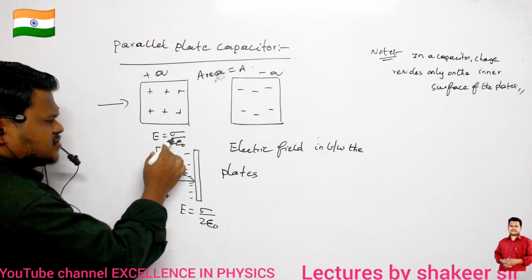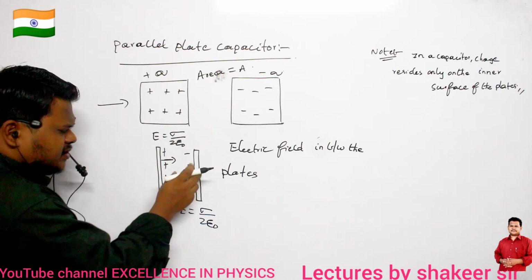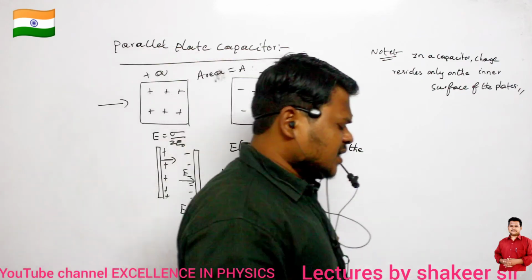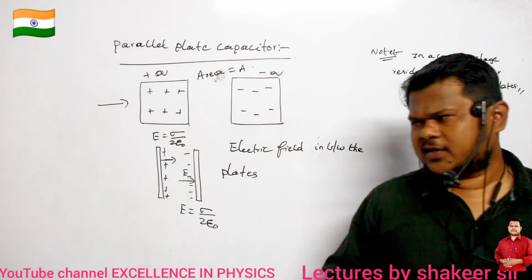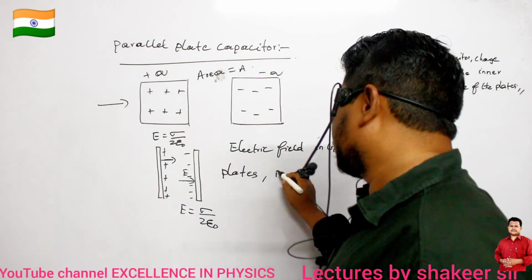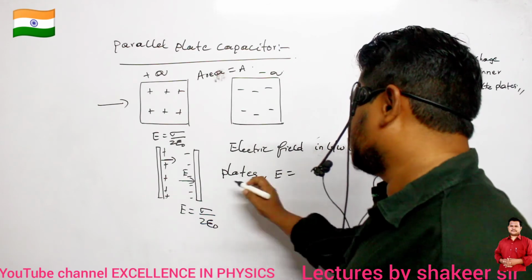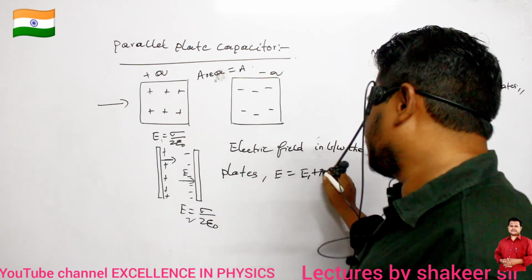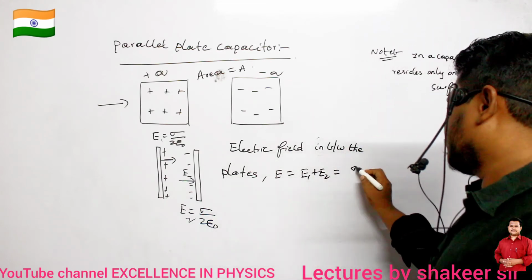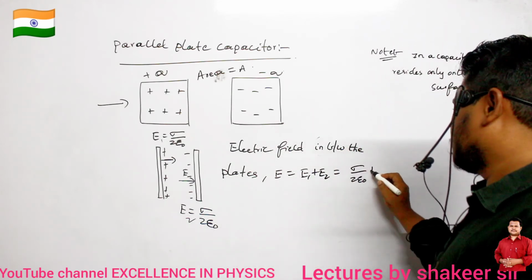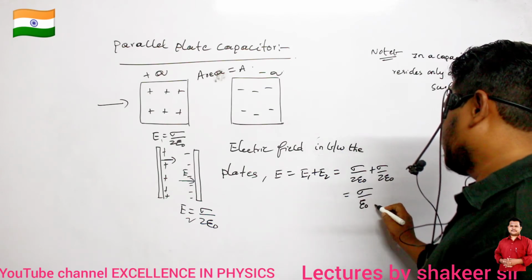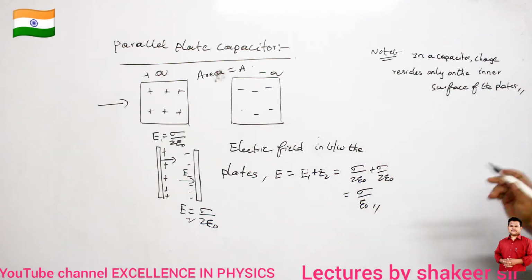So E equals sigma by 2 epsilon naught due to the positive plate, and E equals sigma by 2 epsilon naught due to the negative plate. Both the electric fields are in the same direction. Then the total electric field, this is E1, this is E2, is E equals E1 plus E2. So sigma by 2 epsilon naught plus sigma by 2 epsilon naught equals sigma by epsilon naught. This is the electric field present in between the plates.